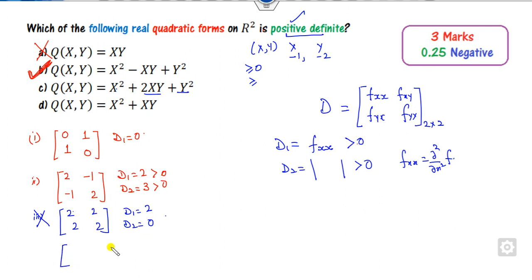What is the fourth option? You can see that this one is my 2, yy is 0. This is 1, this is 1. The first element is my 2, which is greater than 0. The second element is my minus 1, which is less than 0, so again not satisfied. So this option is also cancelled out. The right answer is only B.